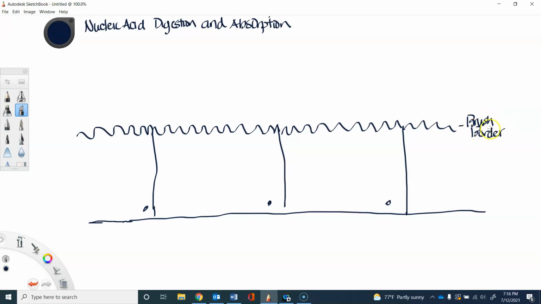There are enzymes within the brush border that will complete the digestion of these molecules. So we're talking about nucleic acids, so we're talking about DNA and RNA. And DNA and RNA are basically strands of nucleotides.